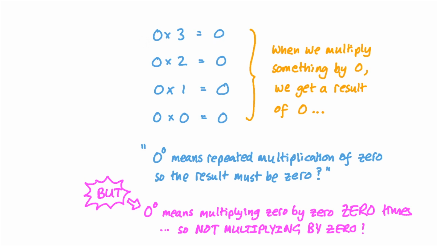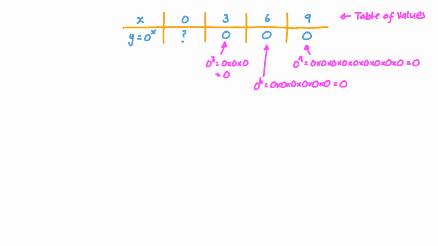Well, that seems logical at first sight, but if we're writing down 0 times to multiply, then we're not actually multiplying anything by 0 because there are 0 of them to multiply. Perhaps we could try to plot a graph of y equals 0 to the power of x and see if there's a logical value for y when x equals 0.